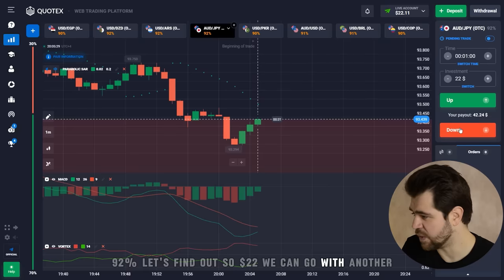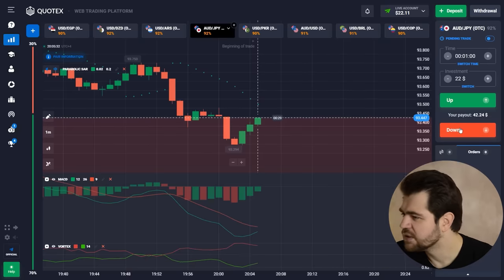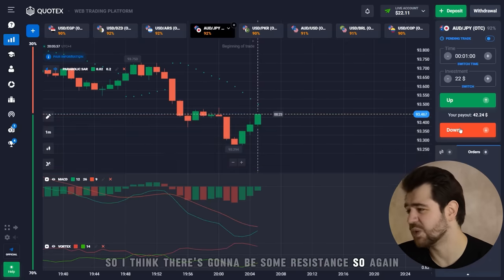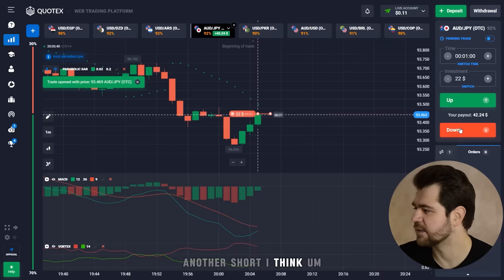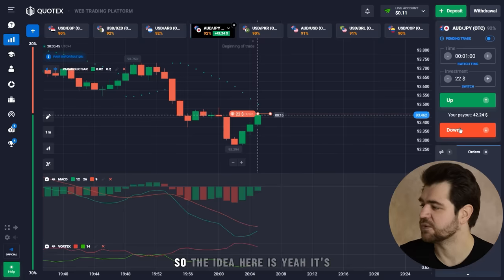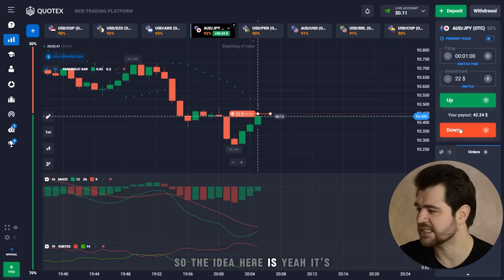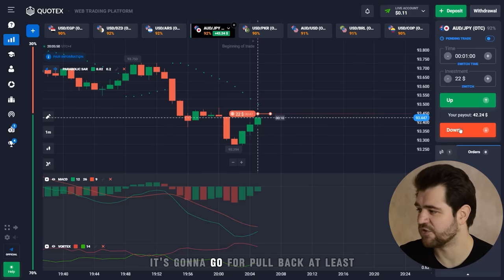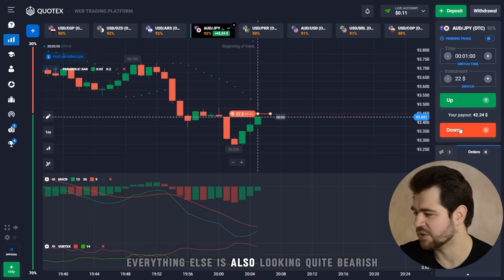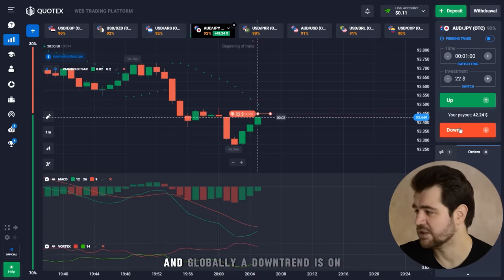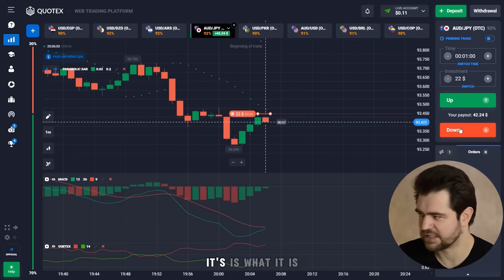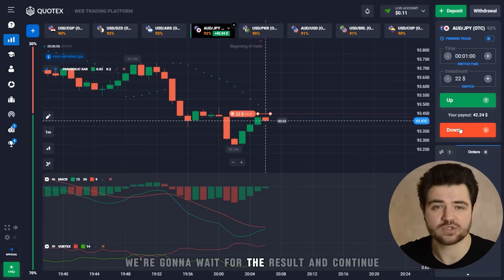We're gonna go with another. Okay, so I think there's gonna be some resistance. So again, another short. I think the Parabolic SAR is resistant a bit now. So the idea here is it's gonna go for a pullback at least. And then obviously everything else is also looking quite bearish, and globally a downtrend is on. So yeah, it is what it is. We're gonna wait for the result and continue.